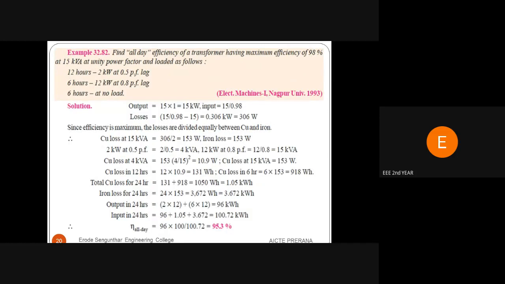Here is another problem for your reference. Find the all day efficiency of the transformer. It has a maximum efficiency of 98% at 15 kVA. 12 hours at 2 kilowatts, 6 hours at 12 kilowatts, and 6 hours at no load conditions.